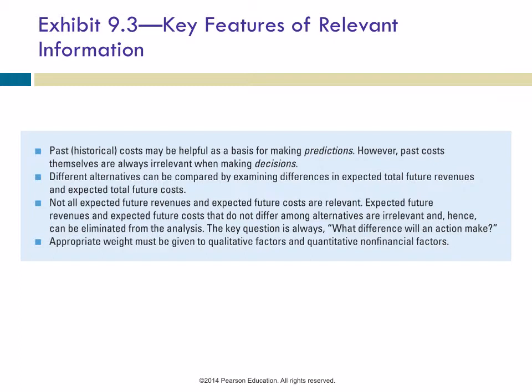And then you could basically sum up the next 2 bullet points by saying, when we're comparing future revenues and costs, we need to look at future revenues and costs that are different between the 2 alternatives, which we already talked about. And then the last bullet point there is just basically saying, hey, not everything is dollar values. There are other factors that need to be considered when making decisions. And so, this is where your managerial expertise comes into play, and you determine the appropriate weight to give to these other qualitative and non-financial quantitative factors.